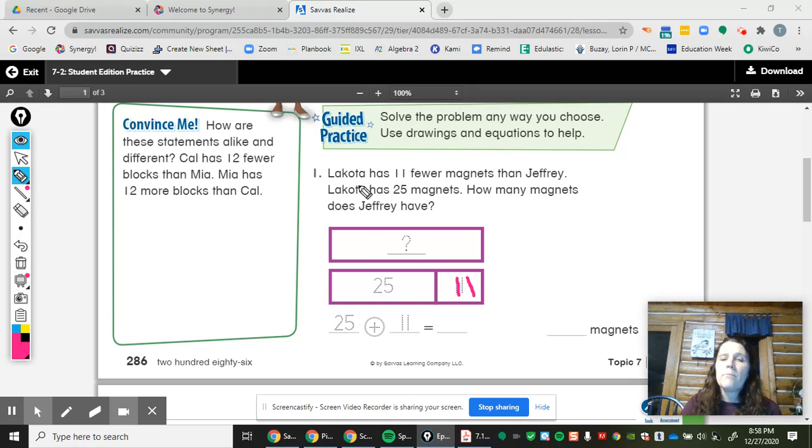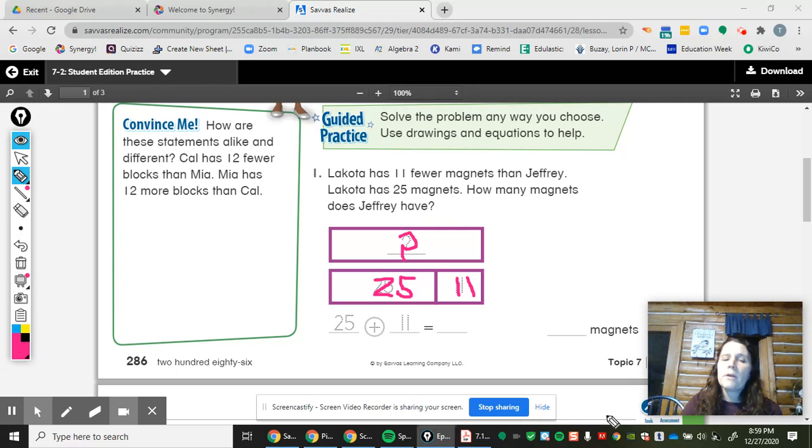Okay. But Lakota, again, let's go back to this, has 11 fewer magnets than Jeffrey. So you know that Jeffrey's is going to be larger than Lakota. So that is our question mark. We don't know how many Jeffrey has. And it's going to be larger than what Lakota has. So the unknown that we don't know is that whole box. Lakota has 25 is going to go in our other part.